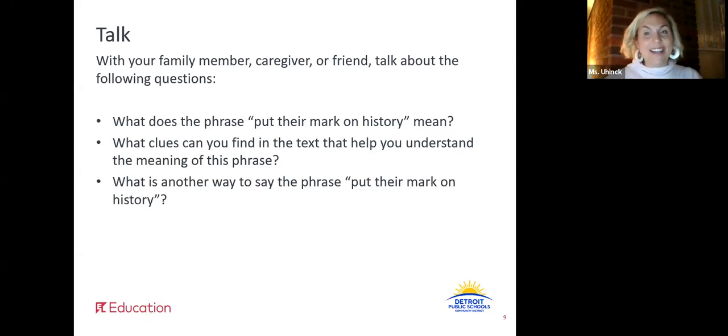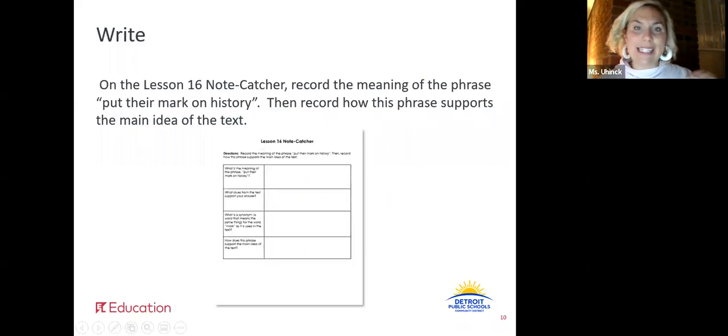All right, good. So we've read, we've thought about what we read, we've talked about what we read, so now we're ready to write about it. On that lesson 16 note catcher, we're going to record the meaning of the phrase, put their mark on history. And then we're going to record how that phrase supports the main idea of the text. So let's look at this note catcher. On that first row, it says, what is the meaning of the phrase, put their mark on history? We've already discussed this, so go ahead and capture what you said the meaning of that phrase was.